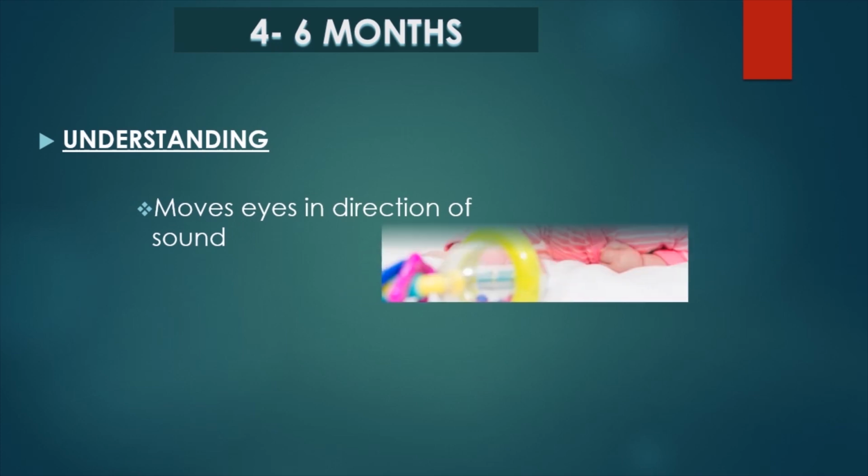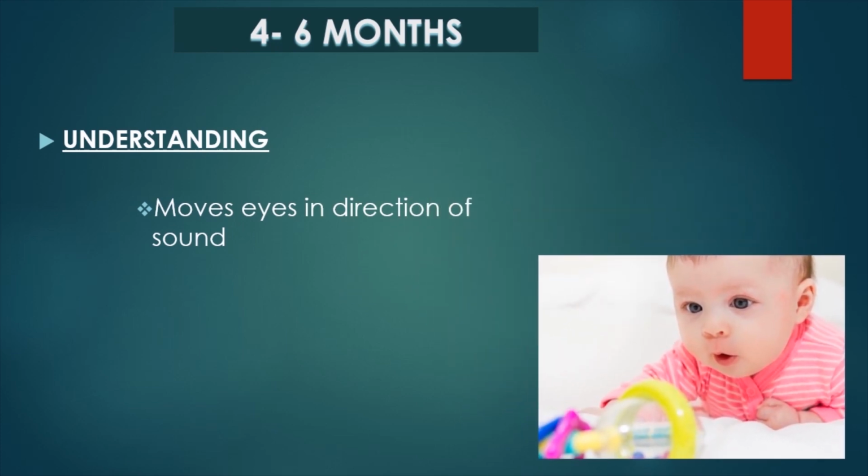So by this time, if you have a noise maker, for example, in this picture you can see a rattle. When you move some feet away from the child and shake the rattle, the child turns his head towards the direction of the sound. So that usually happens at this age range.